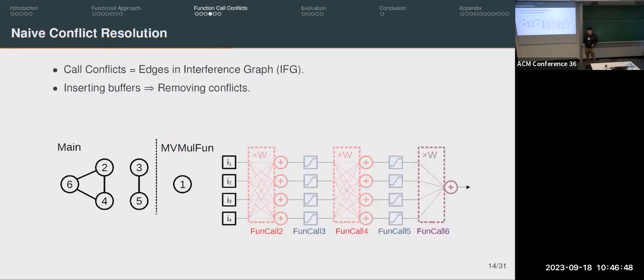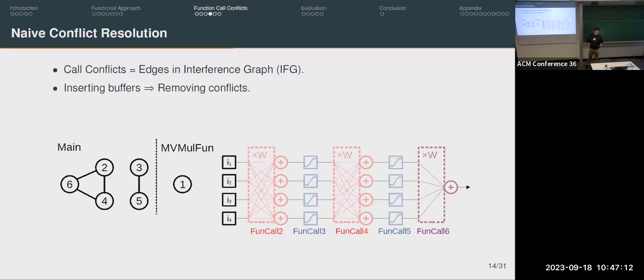Actually, this concept is very similar to the interference graph from register allocation in compilers. In register allocation, we want to make sure a register is not used twice at the same time. And here, we want to make sure a function is not used twice at the same time. And if we want to remove a conflict, then we just need to insert a buffer.